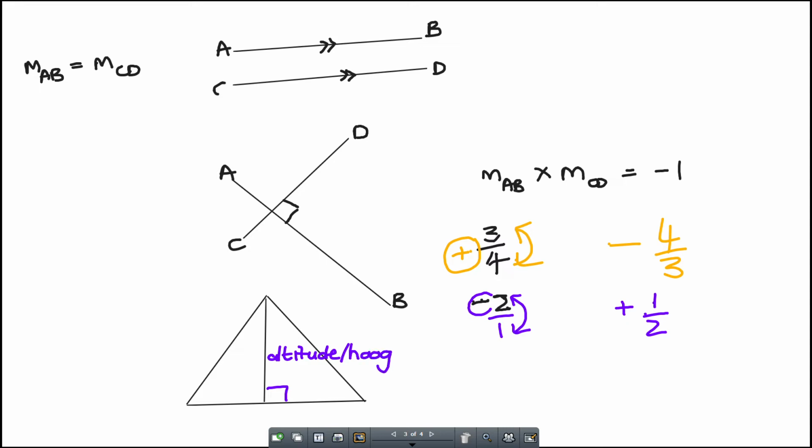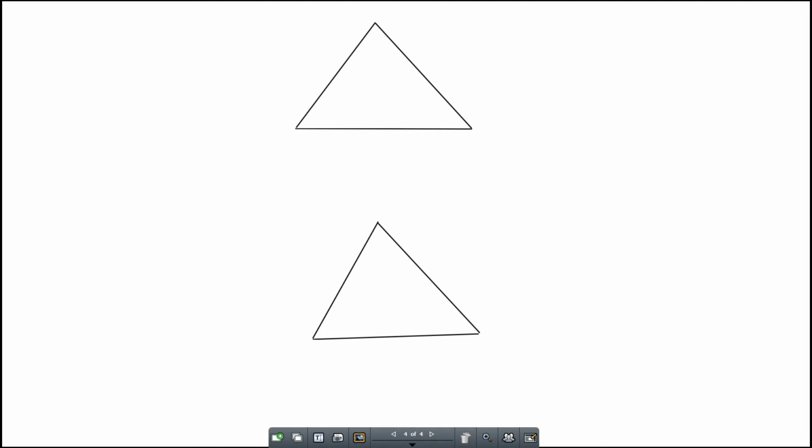Jy kan miskien vir die prentjie teken daarso, né? Maybe draw a little triangle there next to your notes so you can know what it looks like, né? Okay, done. Then the next one.